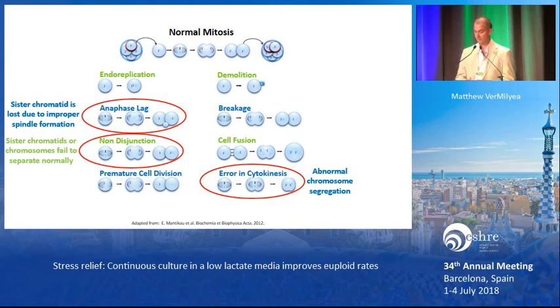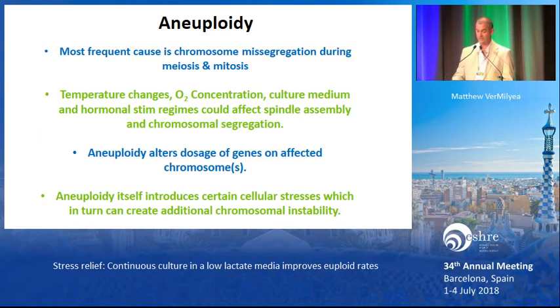Now, we do know through literature that these are affected by embryonic stress. Embryos that are stressed have more incidence of anaphase lag, as well as non-disjunction and, of course, errors in cytokinesis. So the idea is that by introducing a less stressful culture environment, you're going to have more normal chromosomal segregation. As we're aware as well, aneuploidy is the most frequent cause of chromosome missegregation during meiosis and mitosis. In this case, we're really focusing on the mitotic events. Temperature changes, oxygen concentration, culture media, and hormonal stim regimes could affect spindle assembly and therefore chromosomal segregation.